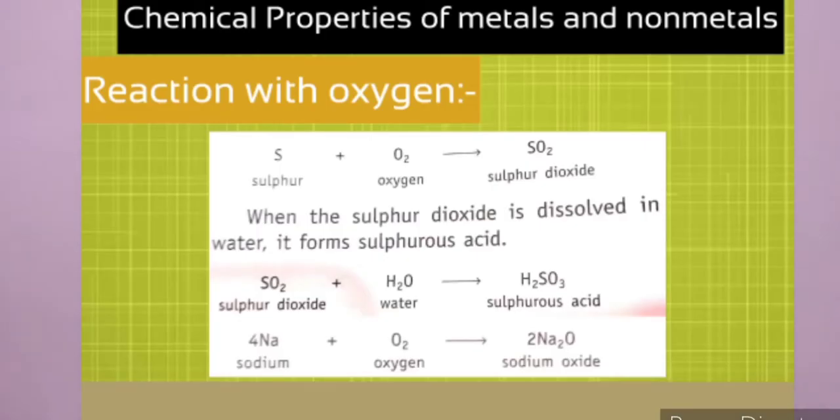Now when we study the chemical properties of non-metals or metals, what headings do we have to study? First is reaction with oxygen, next is reaction with water, third is reaction with acids, and fourth is reaction with bases. Okay, these four important reactions we have to study. So first we have the reaction with oxygen.